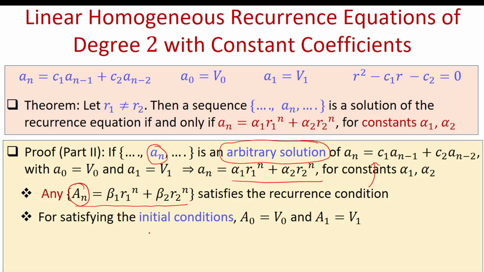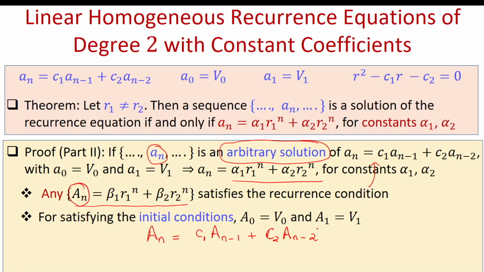That means we know that A of n, the capital A of n, is indeed c1 times capital A of n minus 1 plus c2 times capital A of n minus 2. We know this. This comes from the proof of part 1. Same thing that we did. We utilized that R1 is a characteristic root, R2 is a characteristic root, and substituted R1 square with C1 times R1 plus C2 and so on. The same proof is applicable here.